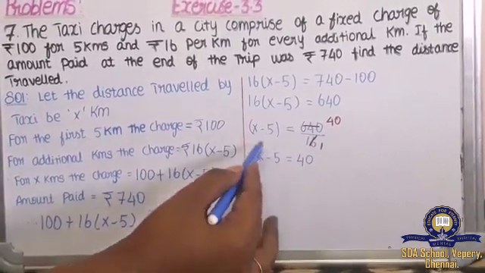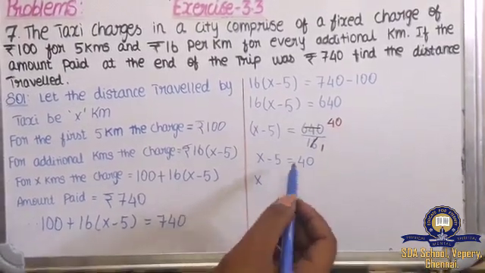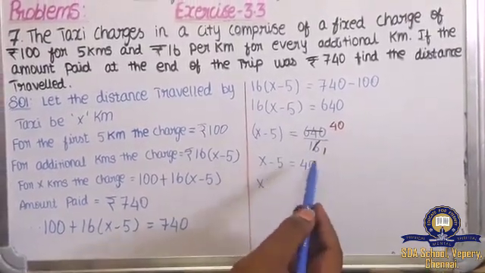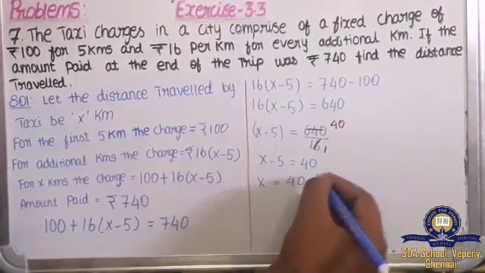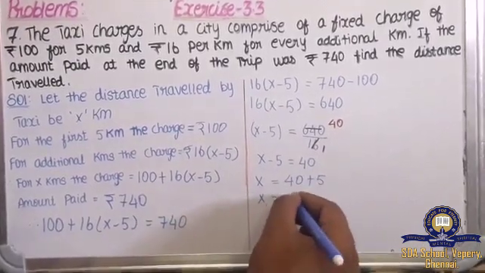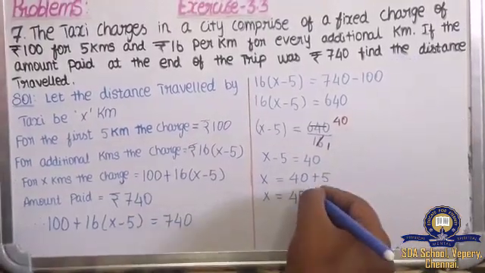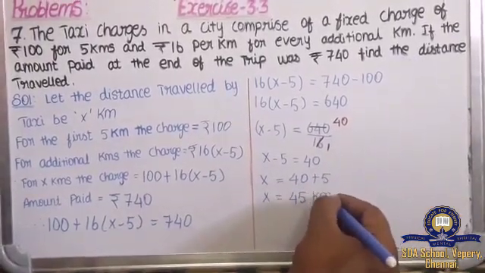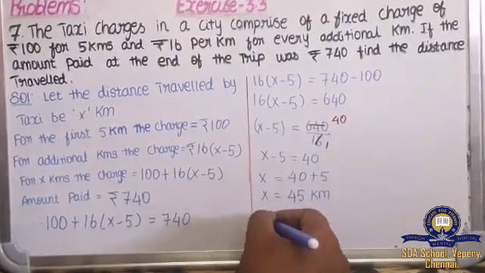Now we need to find this unknown variable x. So keep x on the left hand side. Now minus 5 goes to the other side. It will become plus 5. Therefore x is equal to 40 plus 5. We get x equal to 45. Here we need to find the distance travelled, so we need to put kilometer. Therefore we find that x is equal to 45 kilometers.